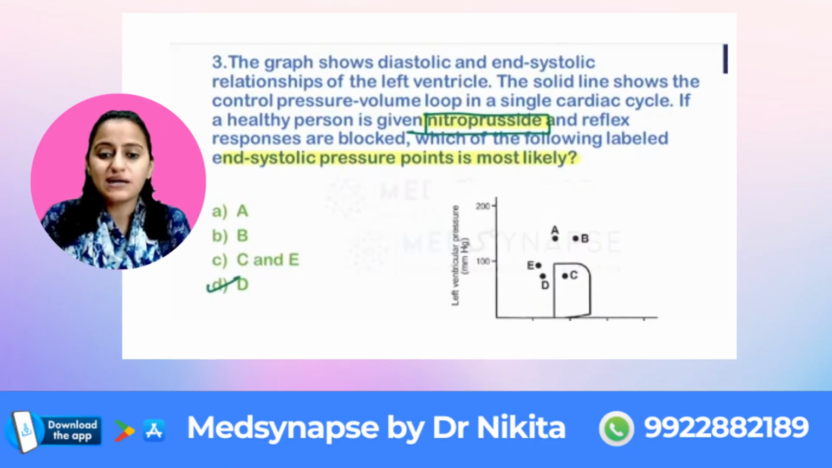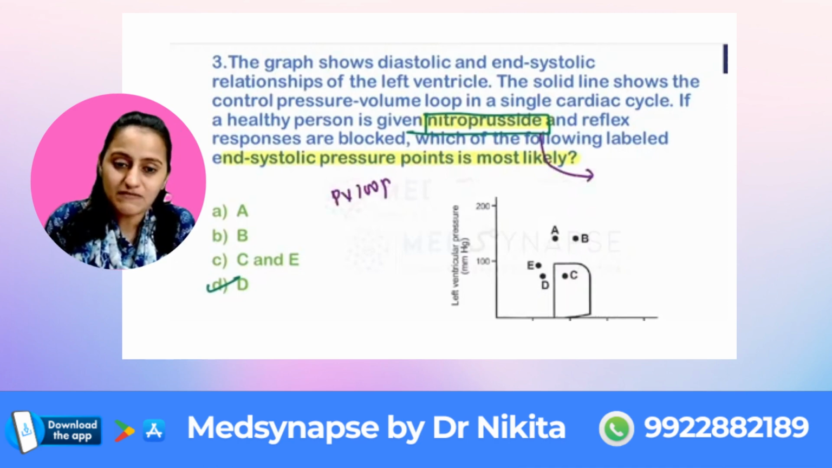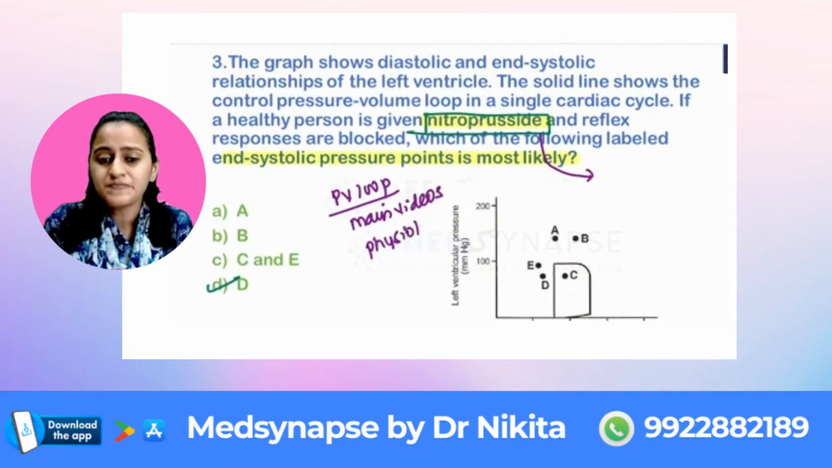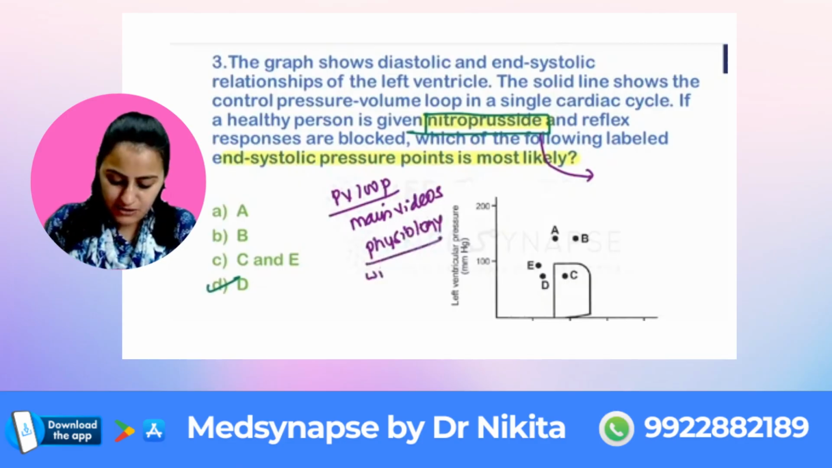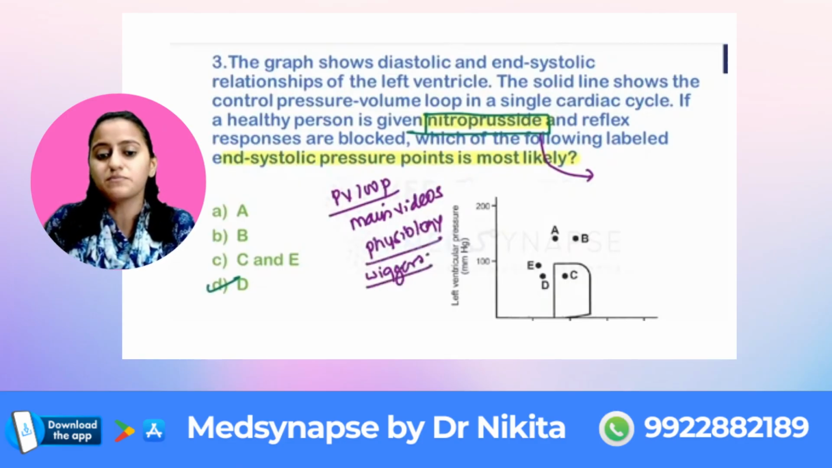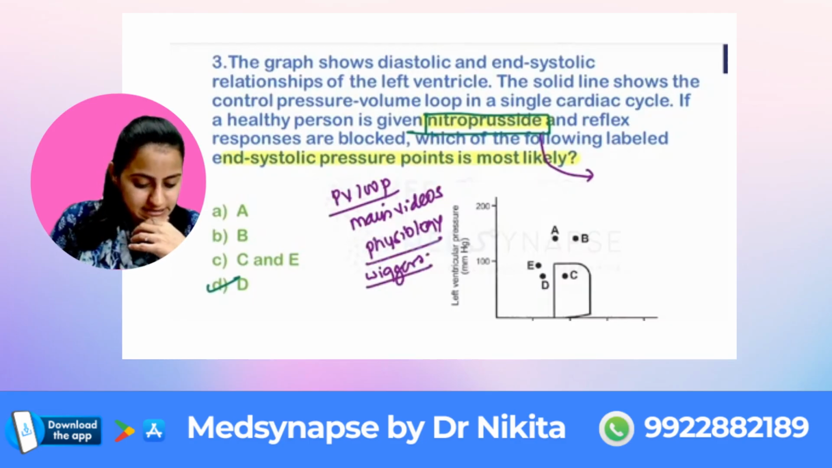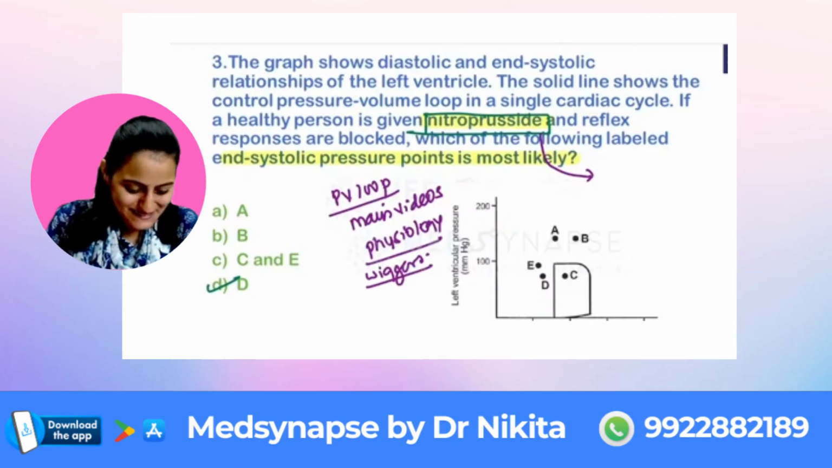So let's try to understand this. Nitroprusside, I would recommend watching the PV loop video, basically in the main videos of the MedSynapse app in the physiology section. Very, very important. The Wiggers diagram and the PV loop is something that you should watch from the main video in physiology, especially for your INI-CT exam.